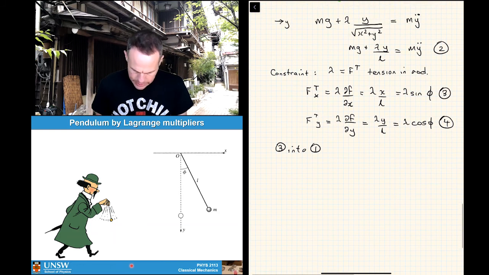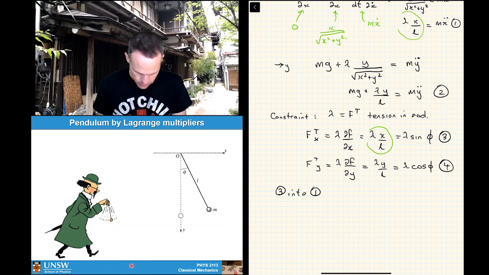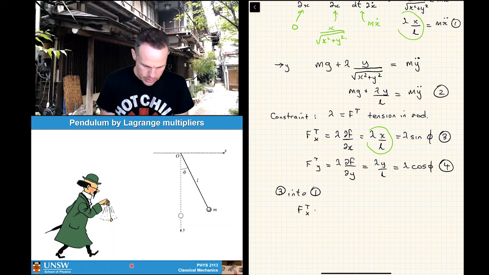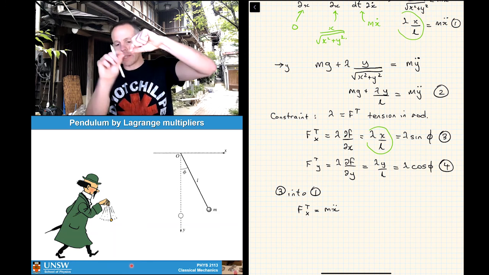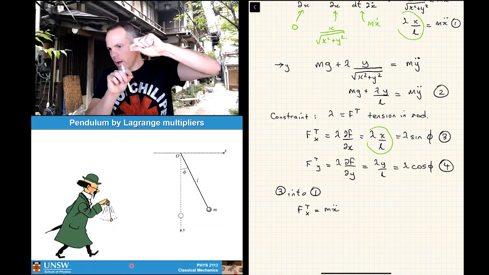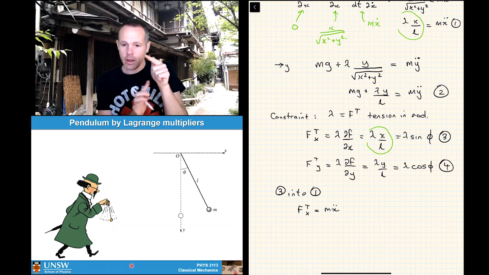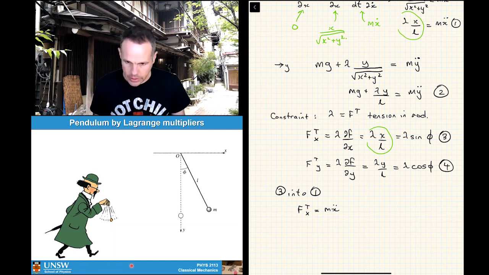And what that really is, is that we know that lambda x on L is equal to F_t of x, and we can substitute it in where this is, right? So all we're going to do here is basically go that F_t x is equal to m x double dot. And basically all we're saying is that the x component of the tension in the string can only come about from the acceleration of the bob, okay? And so ultimately we know that tension is going to change as a function of position because that component is going to change.